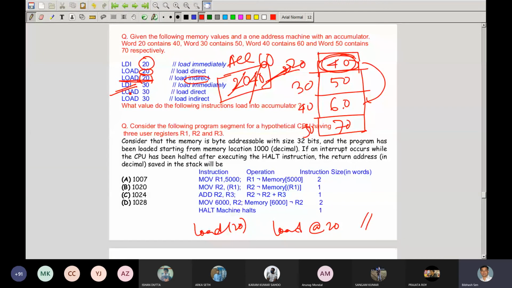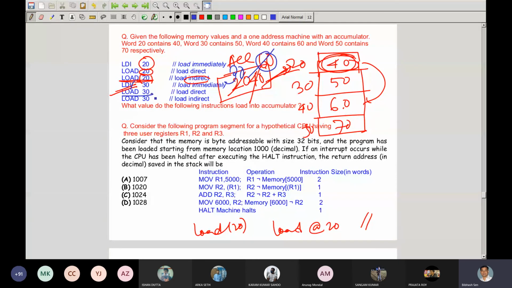Here is LDI 30. Now what is the accumulator's current content? 60. The accumulator's current content is 60. Clear or not clear? Yes, sir. LDI 30 means 60 is overwritten with 30 because it is immediate. Nothing else I have to consider.